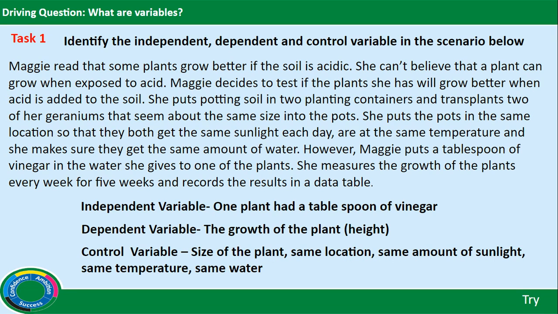Control. What did Maggie keep the same to make sure that her experiment was fair? The size of the plants that she used at the beginning was the same. She put them in the same location. They were exposed to the same amount of sunlight at the same temperature, and they had the same amount of water. So these are the different variables that were being tested in the experiment.